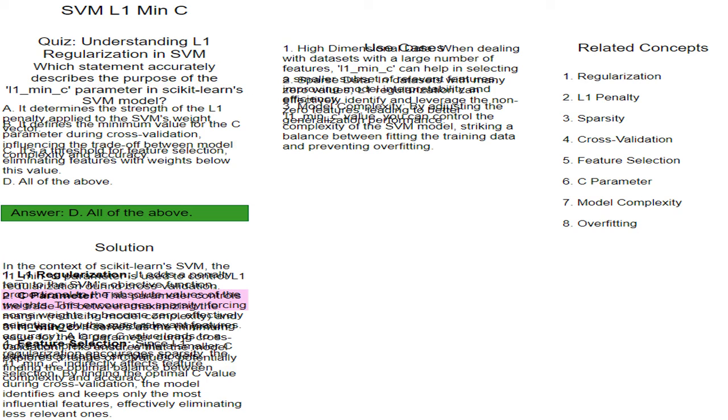Consider a linear SVM with weights W1, W2, W3. The L1 regularization term would be λ(|W1| + |W2| + |W3|), where λ is the regularization strength. A higher λ value would encourage more weights to become zero.